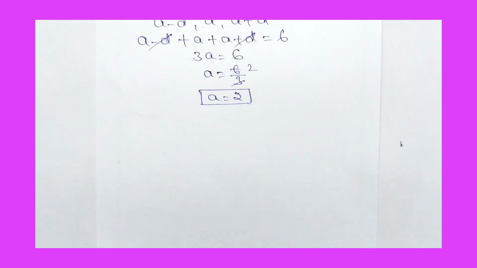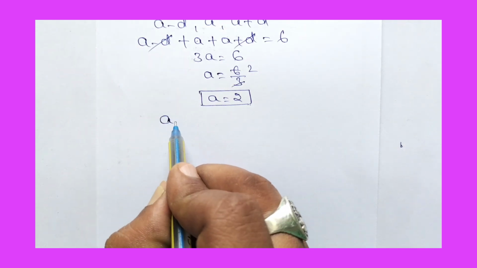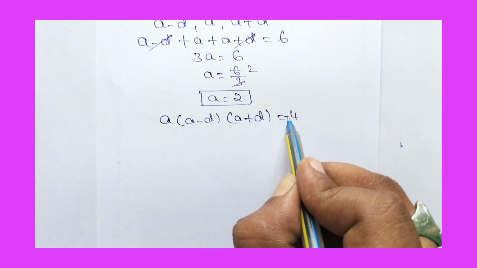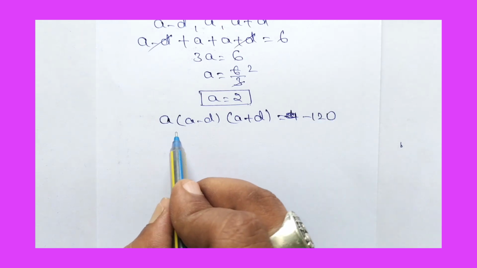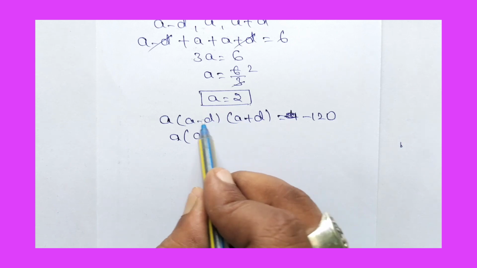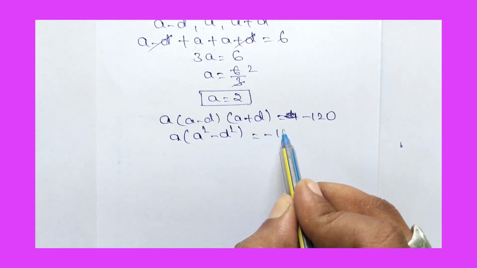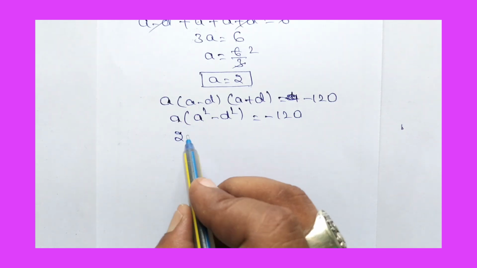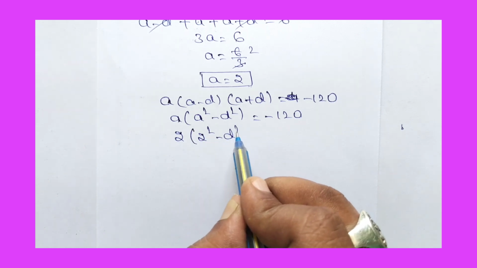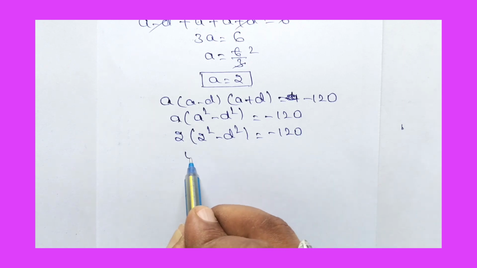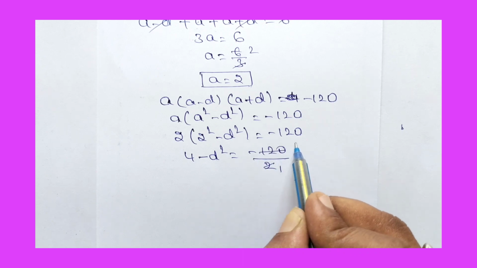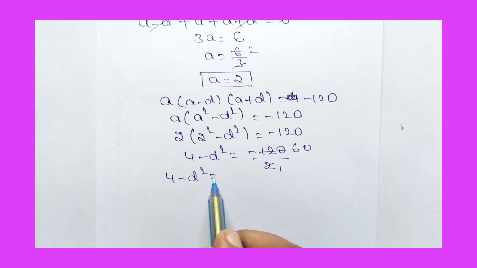So next, the product is minus 120. So a into a minus d into a plus d is equal to minus 120. It is in the form of a plus b into a minus b, so a into a square minus d square is equal to minus 120. Now substitute the value of a as 2. 2 into 2 square minus d square is equal to minus 120. 2 square is 4. 4 minus d square is equal to minus 120 by 2. 2 ones are 2, 2 6s are 12, so 4 minus d square is equal to minus 60.